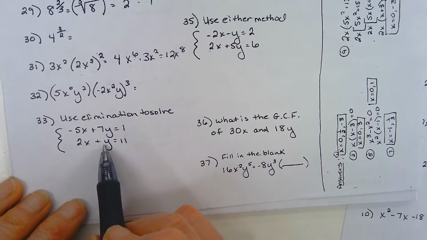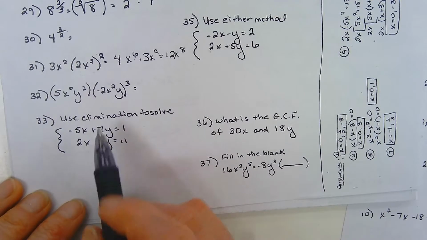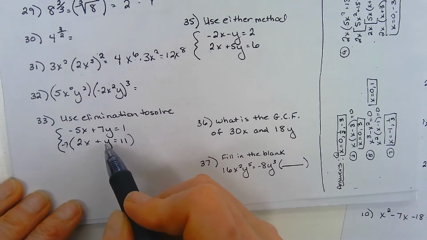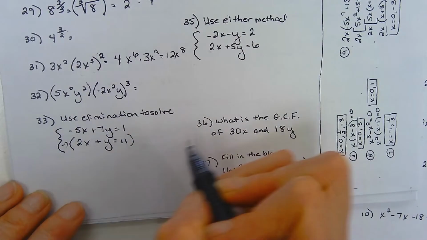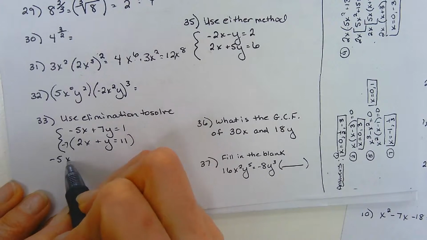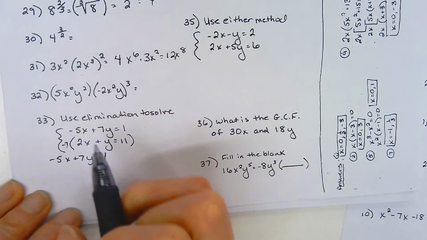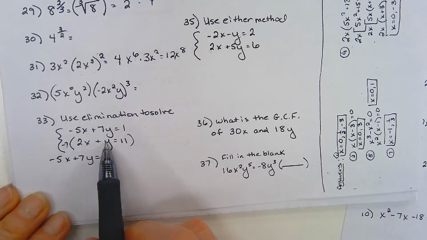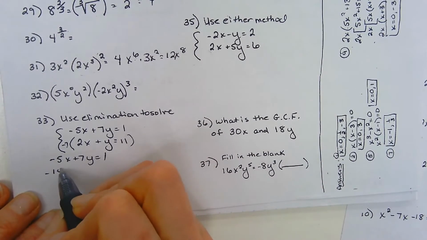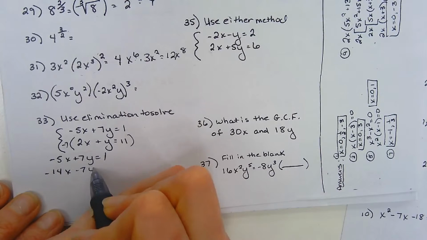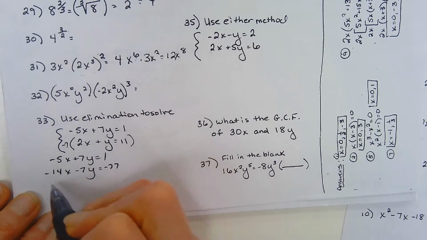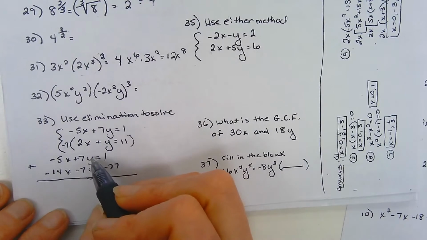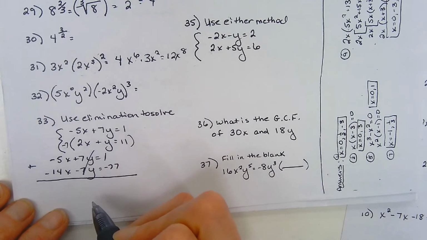If we multiply this bottom equation by -7, then this y will become -7y. So I'm going to rewrite the first equation, -5x plus 7y equals 1. Now this second equation, I'll multiply everything by -7, so I'll get my -7y. -14x minus 7y equals -77. I'm going to add the two equations together. Those will cancel, and that's the job of elimination.